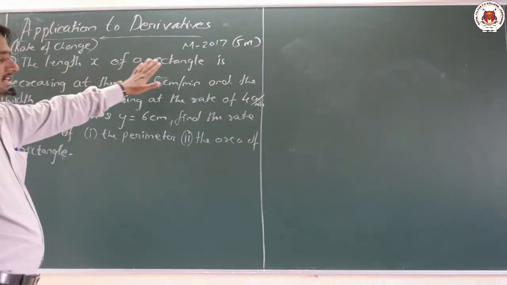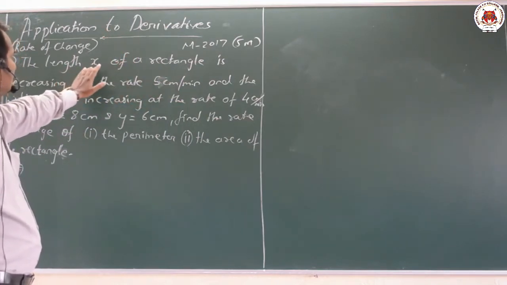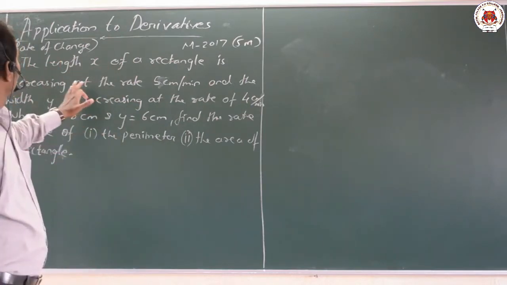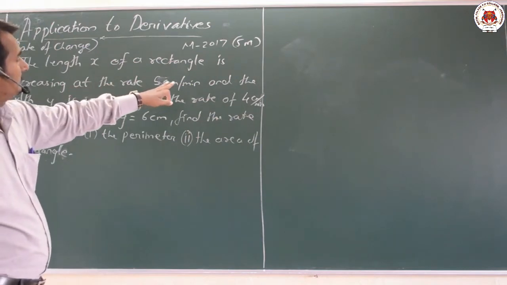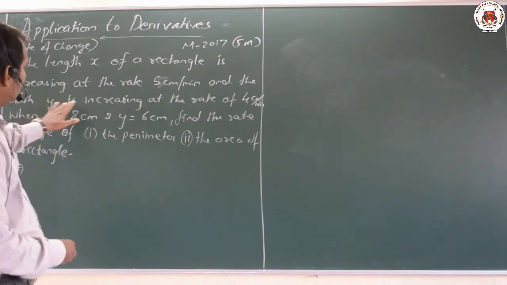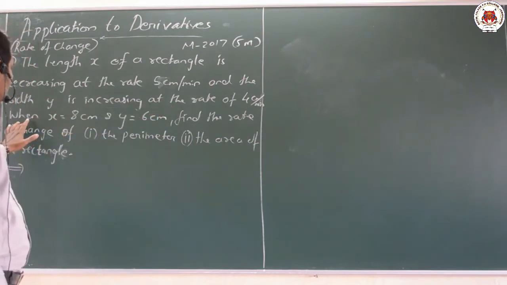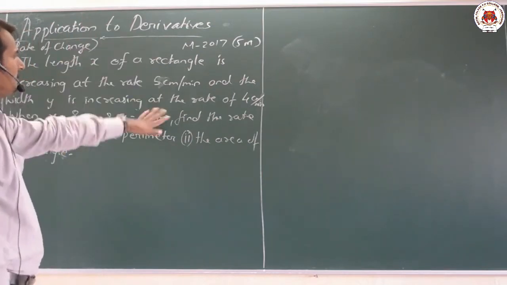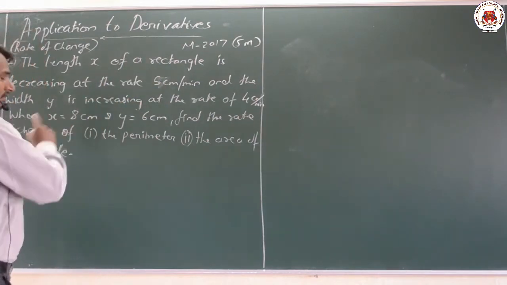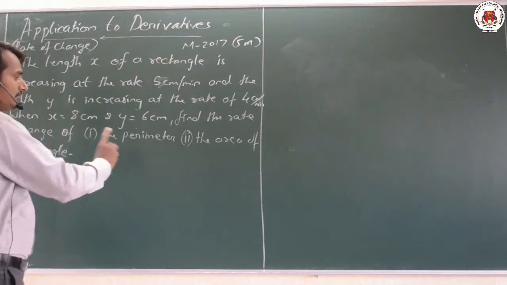The length x of the rectangle is decreasing at the rate of 5 centimeter per minute, and the width, that is y, is increasing at the rate of 4 centimeter per minute. That means the whole problem is related to a rectangle. Here he is asking, when x is equal to 8 centimeter and y is equal to 6 centimeter, find the rate of change of the perimeter.